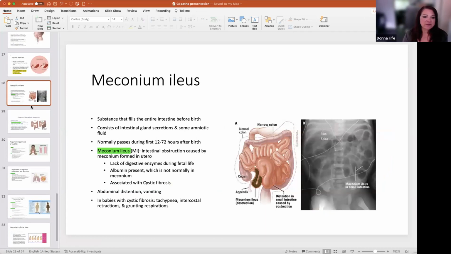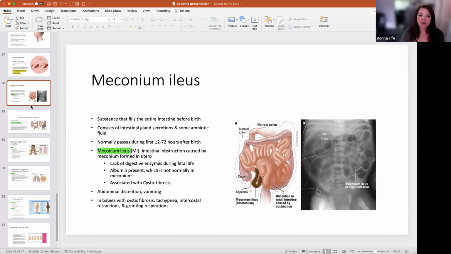Meconium ileus: meconium is a substance that fills the entire intestine before the baby is born. It consists of intestinal gland secretions and also has some amniotic fluid in there. This normally passes during the first 12 to 72 hours after birth.